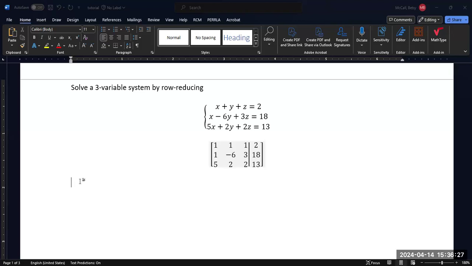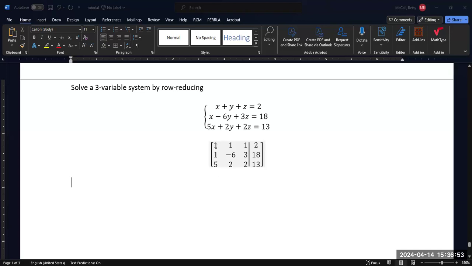Now, the goal for row reducing is going to be to get a 1 in all the diagonal positions and then zeros underneath them. And then we can either continue with the reduced row echelon form, or we can back solve from that point. We'll probably do both in this example just so that we have the complete example.